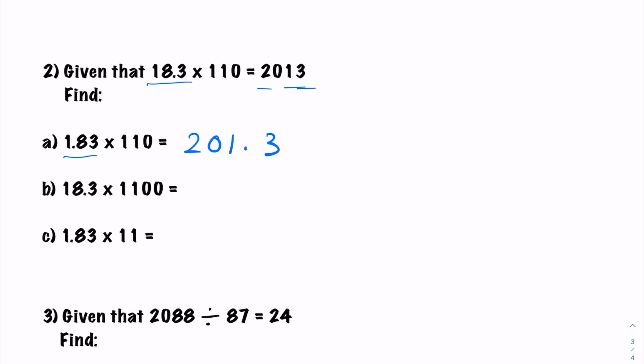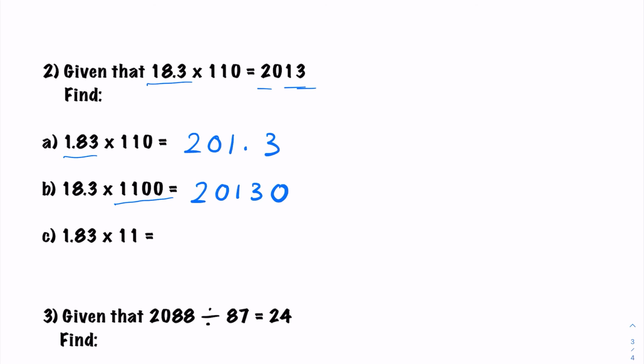Part B, 18.3 times 1,100. So again, what we've done is we've times the second number by 10, and that's just going to do the exact same thing. It's going to times the overall result by 10. So you're going to have 20,130. It's just going to add a 0 on the end of the result there, because we've times the second number by 10.